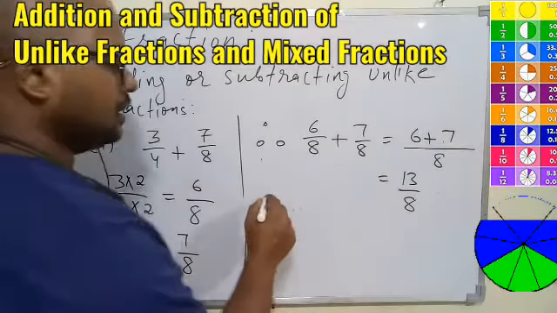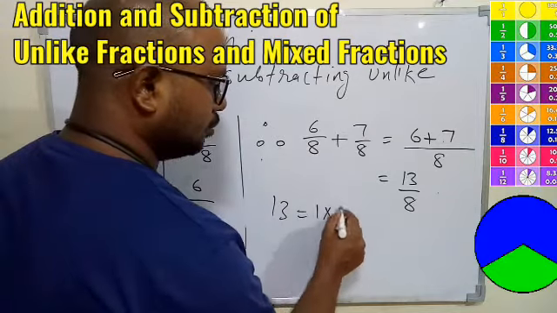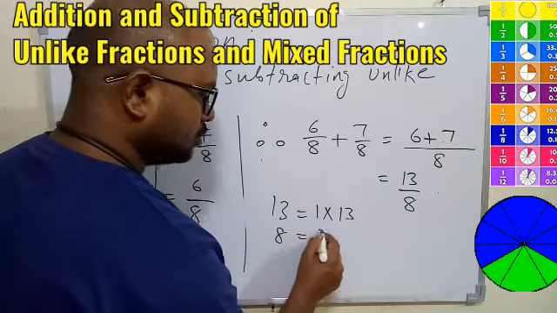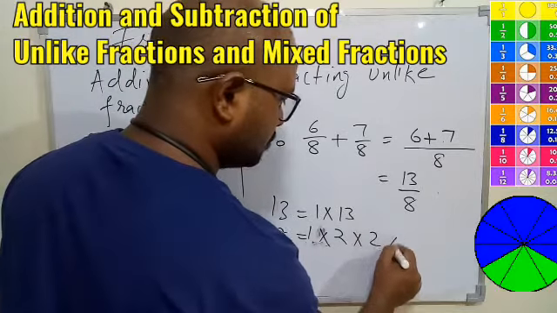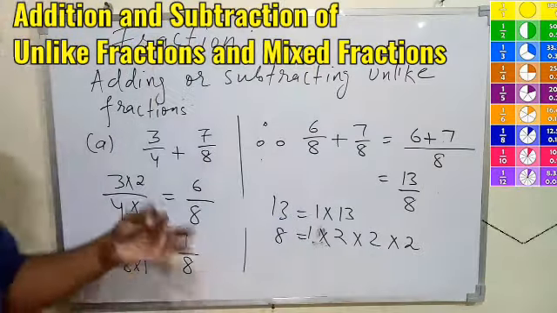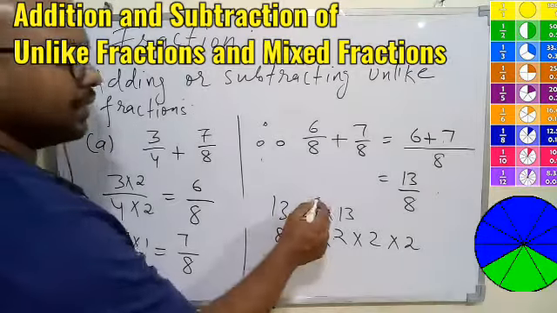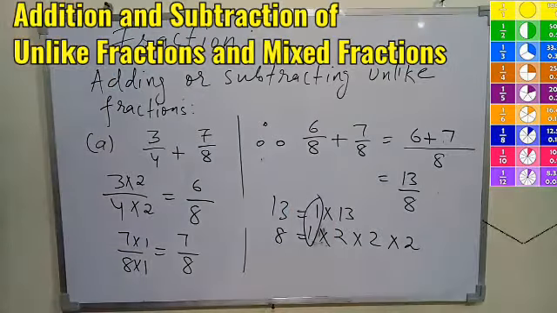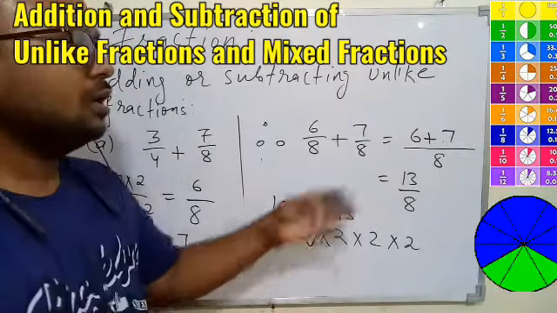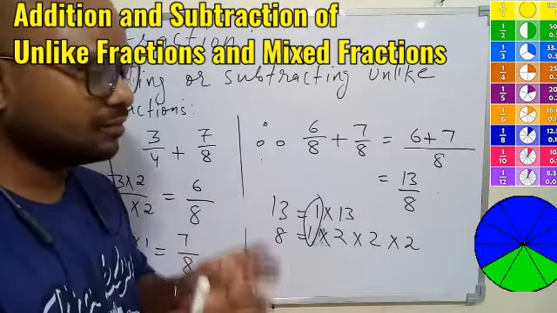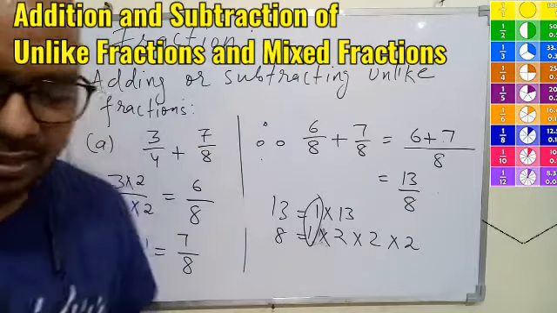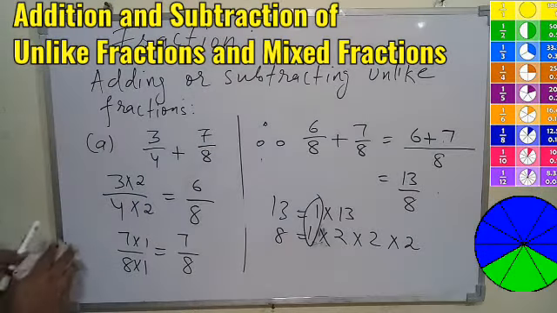Now if you see, 13 can be written as 1 into 13 only. 8 can be written as 1 into 2 into 2 into 2. So for 13 and 8, the only common factor is 1. No other common factor we have. So we understood 13 by 8 is already in the lowest, reduced form. We cannot do anything with this fraction. So this is our final answer. I hope you understood.